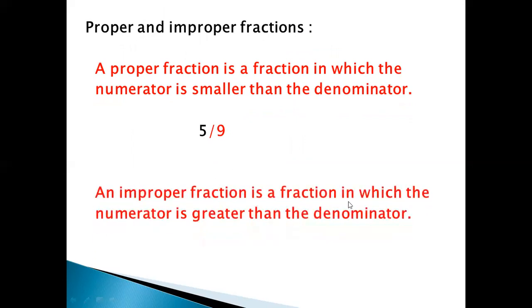An improper fraction is a fraction in which the numerator is greater than the denominator. Now look at this example. Numerator is greater than the denominator. This is the greater number than denominator. So this is called improper fraction.